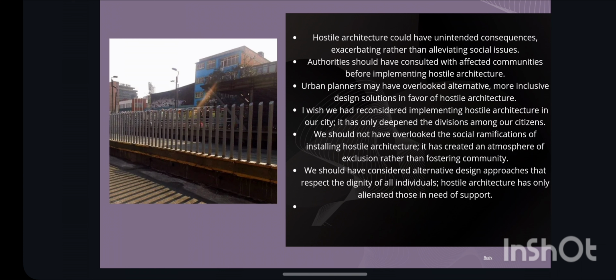It has created an atmosphere of exclusion rather than fostering community. And we should have considered alternative design approaches that respect the dignity of all individuals. Hostile architecture has only alienated those in need of support.